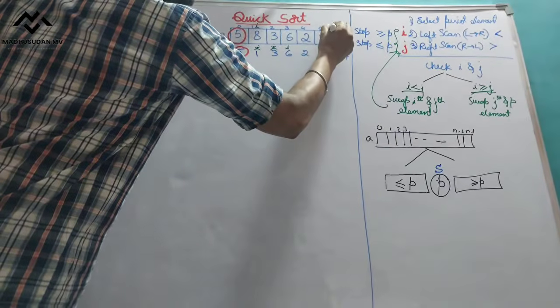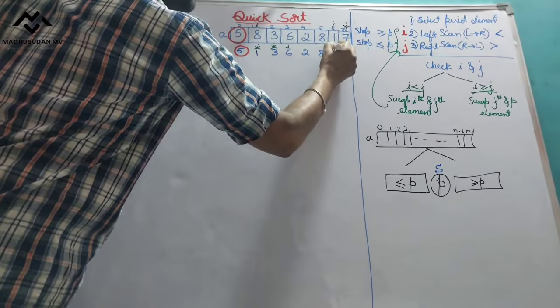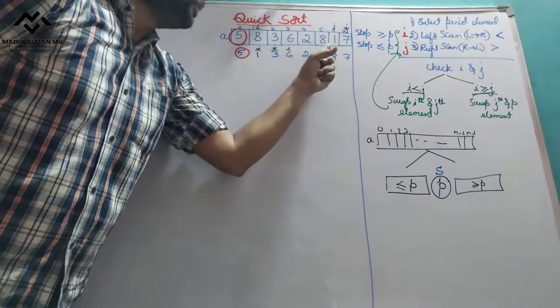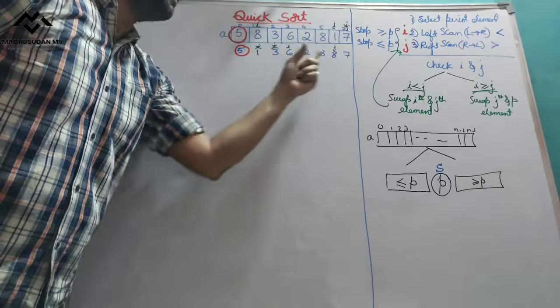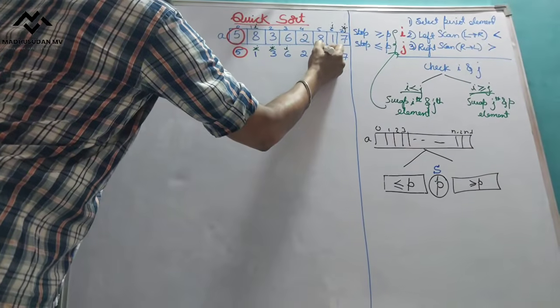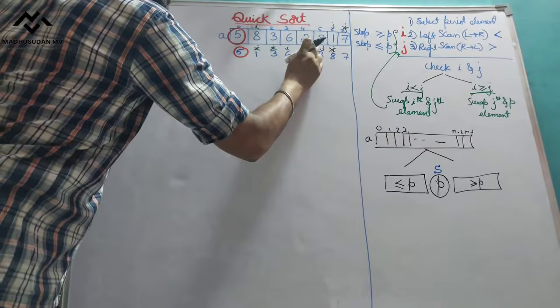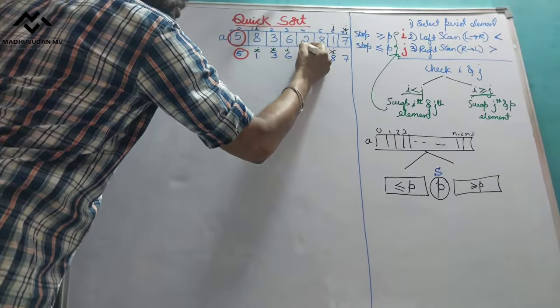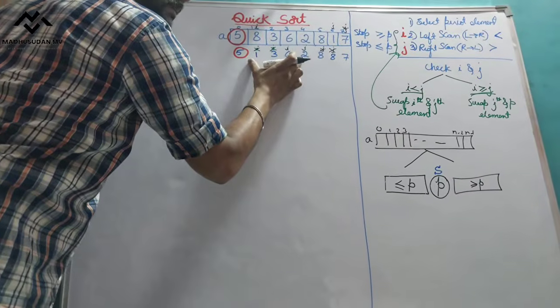Right scan, earlier I stopped at this position, so first from this position only I will start. Now during the right scan, what are we looking for? Greater. Is the jth element greater than the pivot element? Yes, 8 is greater than the pivot element. So continue the right scan, decrement j. Now again, is the jth element greater than the pivot element? Yes, continue.